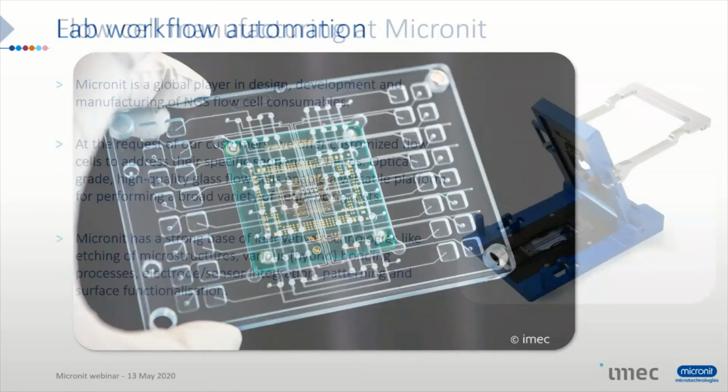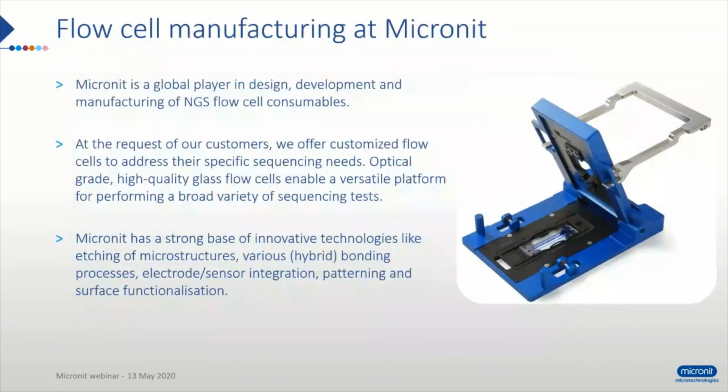So to conclude on the sequencing part, Micronit is a global player in the design, development and manufacturing of NGS flow cell consumables. We work based on customized designs, as you can see in the second part. We try to address the specific needs of our customers, building optical grade, high quality glass flow cells, but also glass-silicon hybrid flow cells, for example. We have a strong base of innovative technologies, which I showed in one of the earlier slides, to make microstructures and nanostructures, also using various bonding technologies, electro and sensor integration, and patterning technologies.